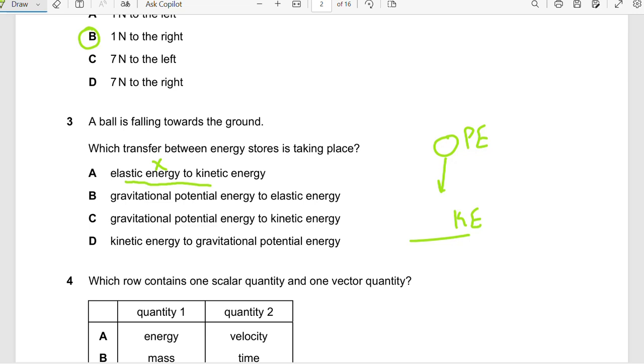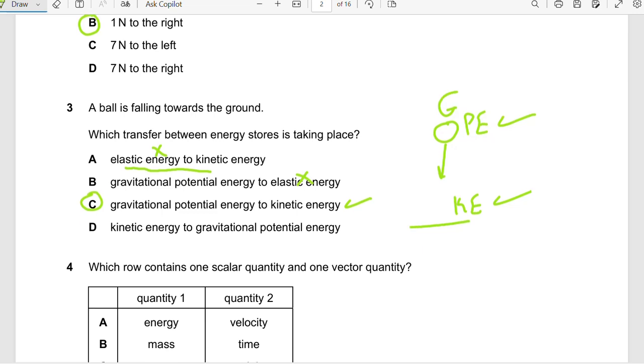In B they say gravitational potential energy to elastic energy. Again, there's no elastic energy here. In C, they say gravitational potential energy to kinetic energy. This is possible, yeah. In D, they say kinetic energy to gravitational. No, actually, it was gravitational potential energy. It became kinetic, so it is C, not the other way around, okay?